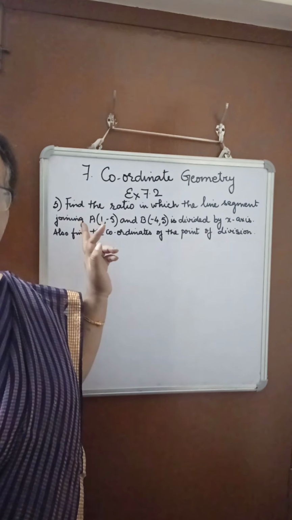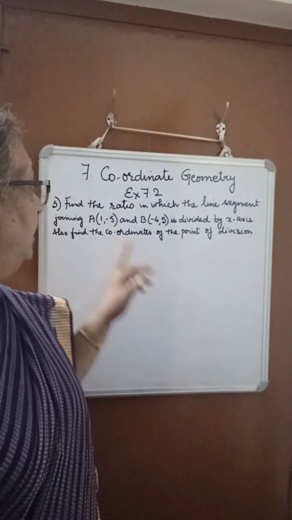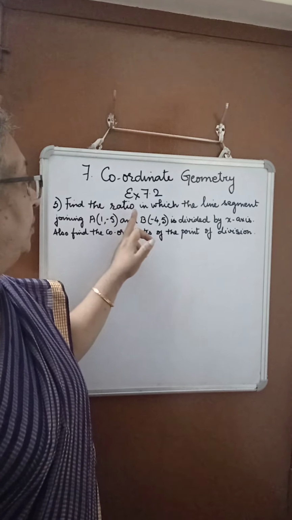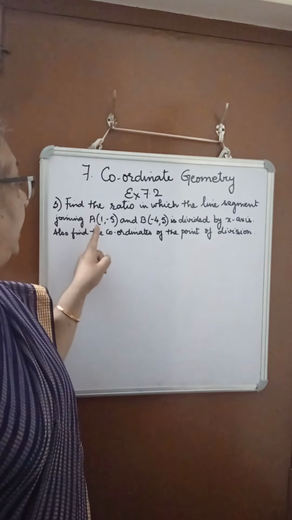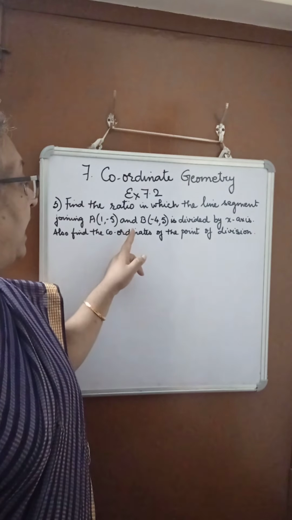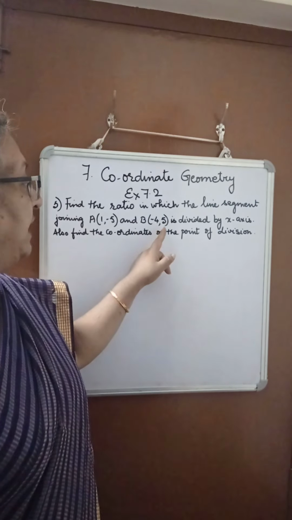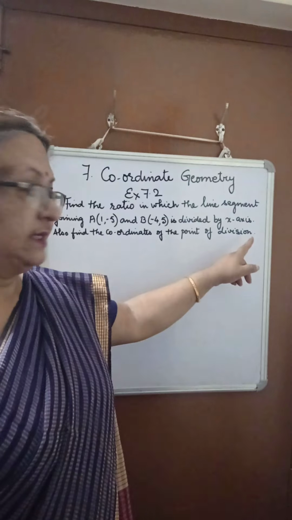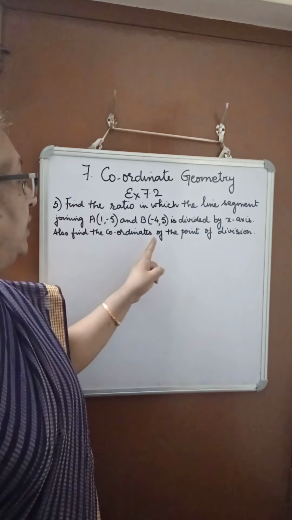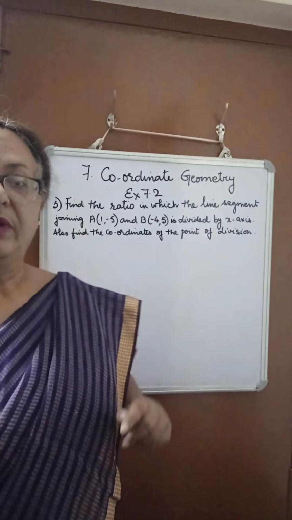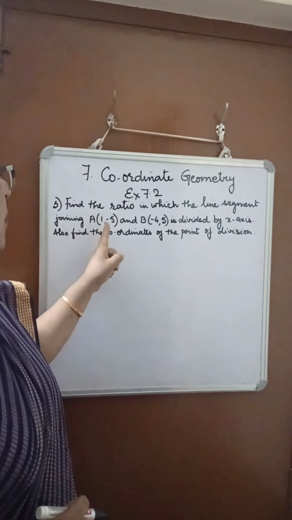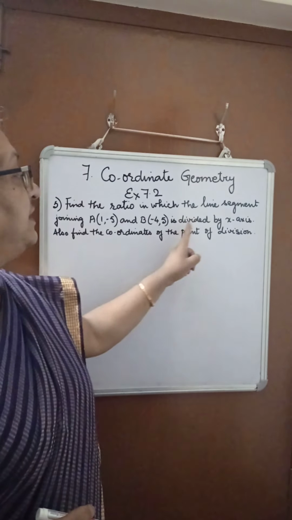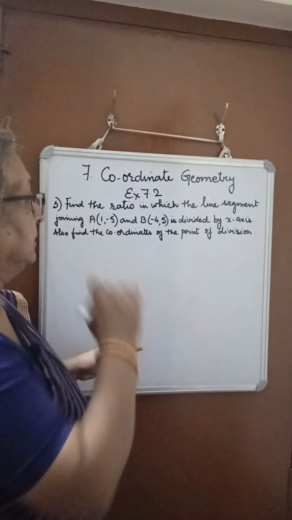Question number 5. Now what is the question? Find the ratio in which the line segment joining A (1, -5) and B (-4, 5) is divided by the x-axis. Also find the coordinates of the point of division. So what is said here? There are 2 points A and B and it is divided by the x-axis.